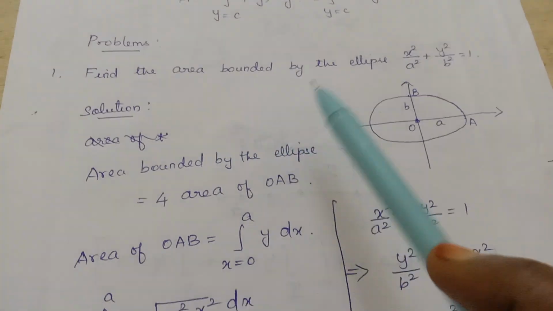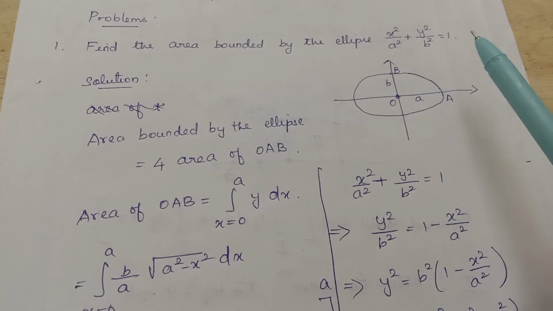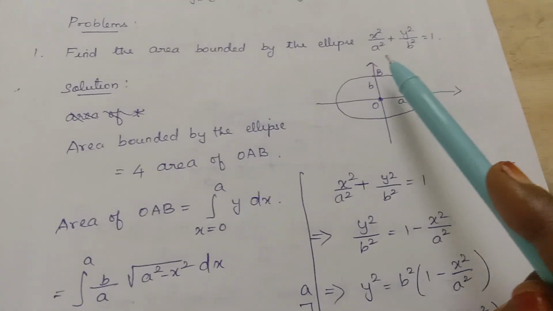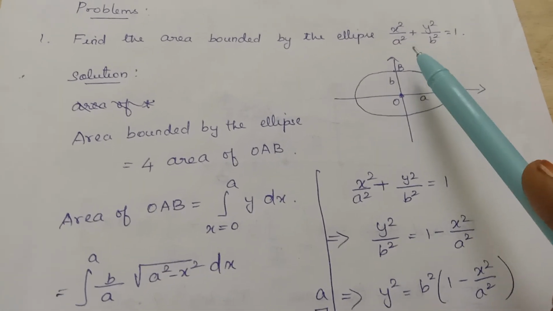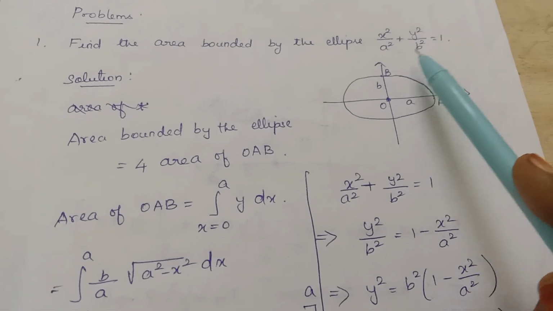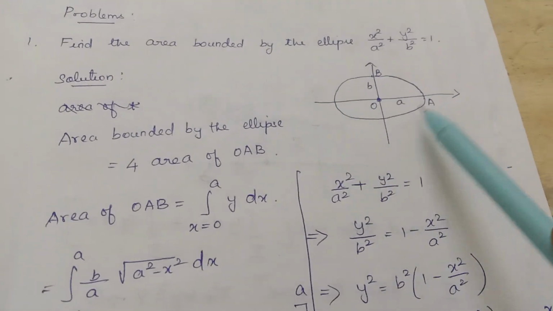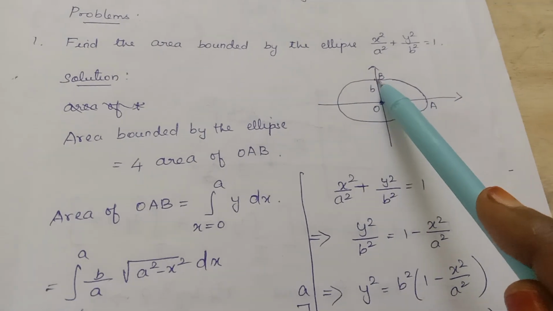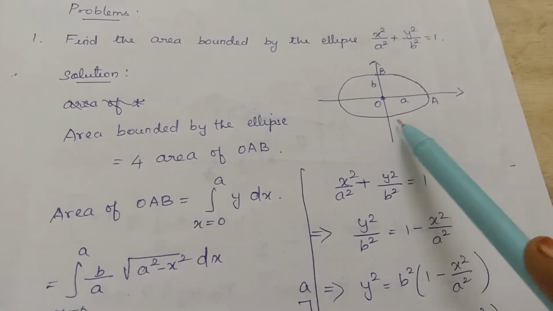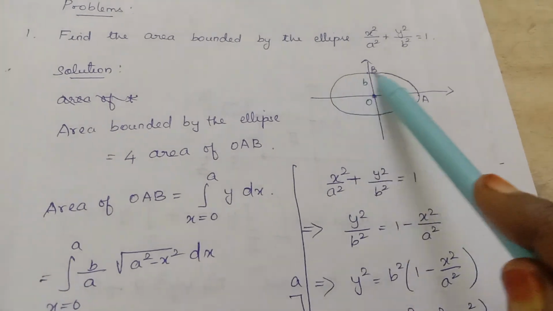Find the area bounded by the ellipse x square by a square plus y square by b square equal to 1. See, this is the equation of the ellipse with major axis and minor axis given by a and b. That means this is the ellipse and this point is plus a and this point is plus b, and here it is minus a and this is minus b. See, this is a symmetric figure.